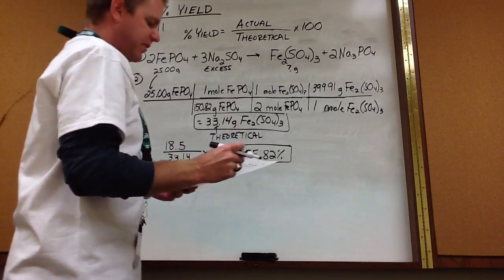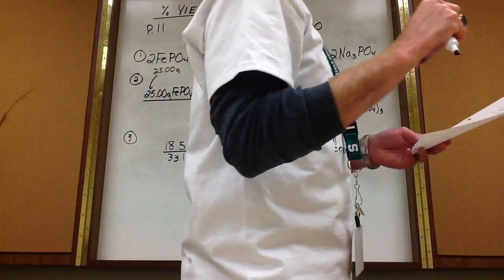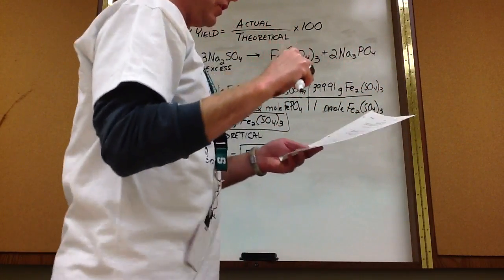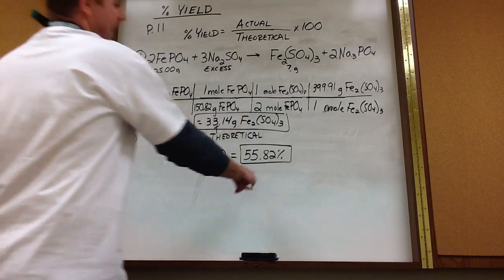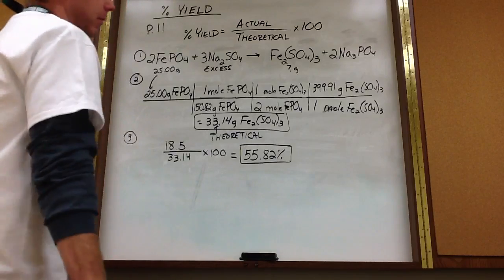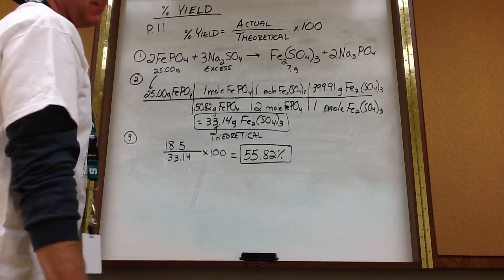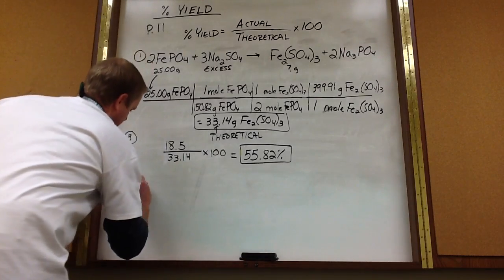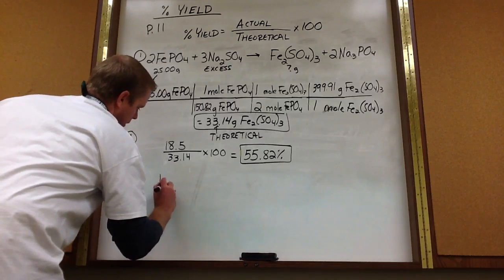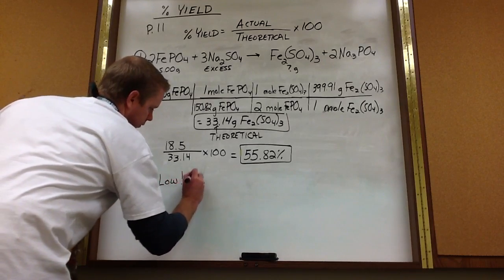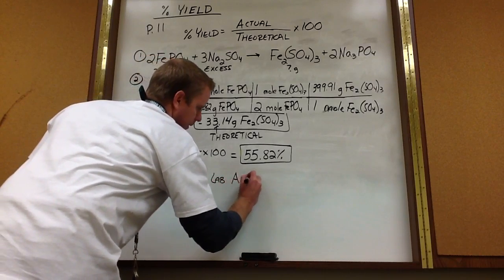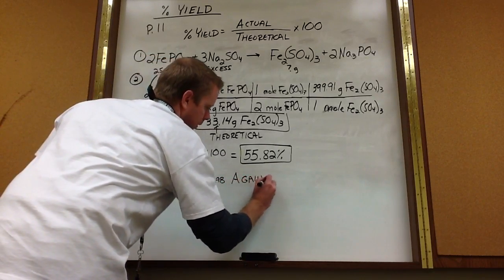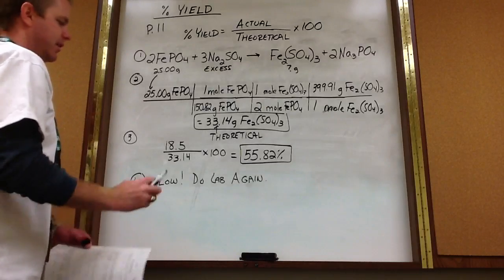Question number 4 says, is the answer from problem number 3 reasonable? And it goes on to say, explain. Well, 55.82, I mean, if you were in our class, it would be 56%, and that's a failing grade. So for number 4, what I would say is it's low. Do the lab again. And we're going to do number 5 together in class.